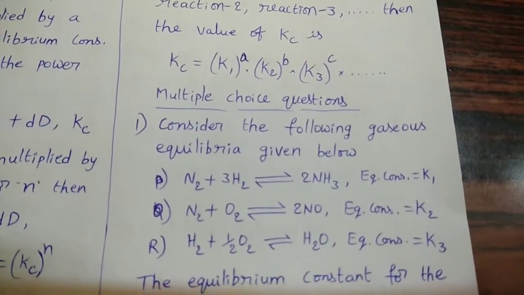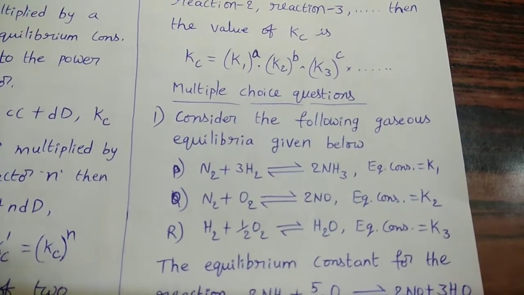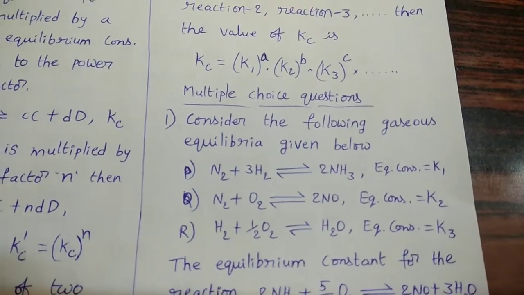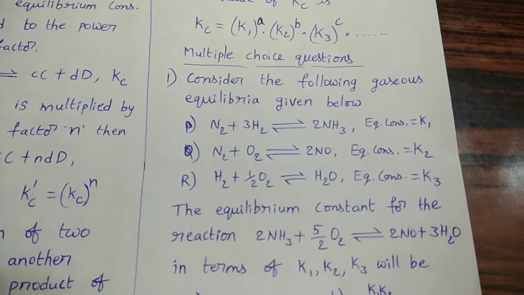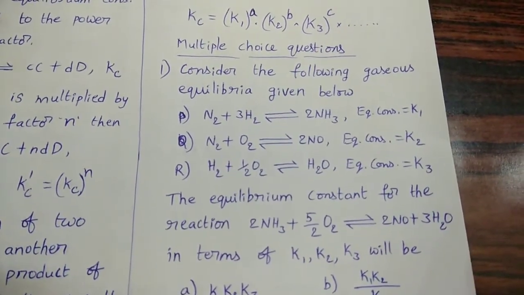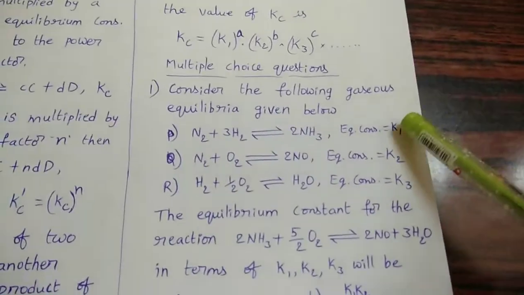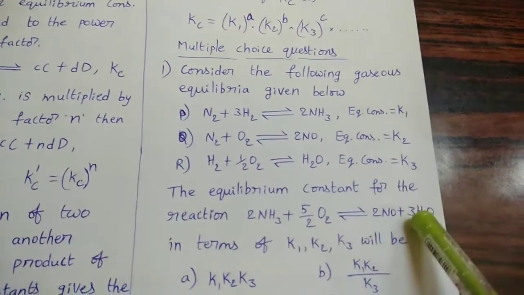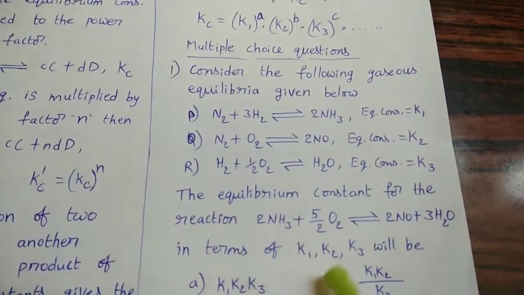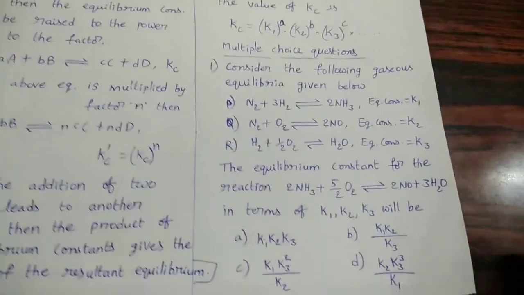Consider the following gaseous equilibria given below. Three reactions are given. The first reaction has equilibrium constant K1, the second one K2, the third reaction K3. The equilibrium constant for the reaction in terms of K1, K2, K3 will be asked. For the three reactions, the equilibrium constants are given. From these equations, for another reaction, we should find the equilibrium constant in terms of K1, K2, K3. So these are the options. Okay, see the answer.